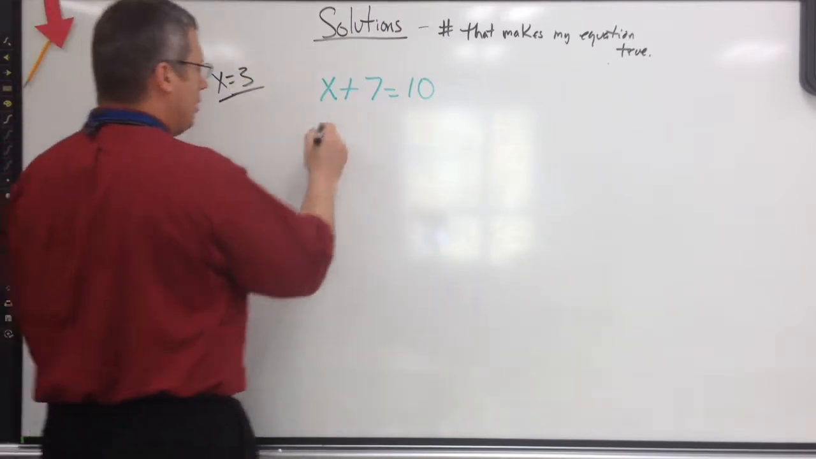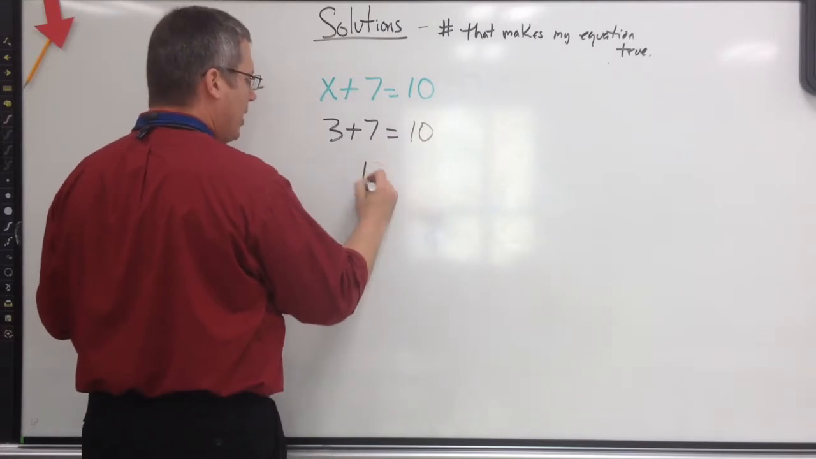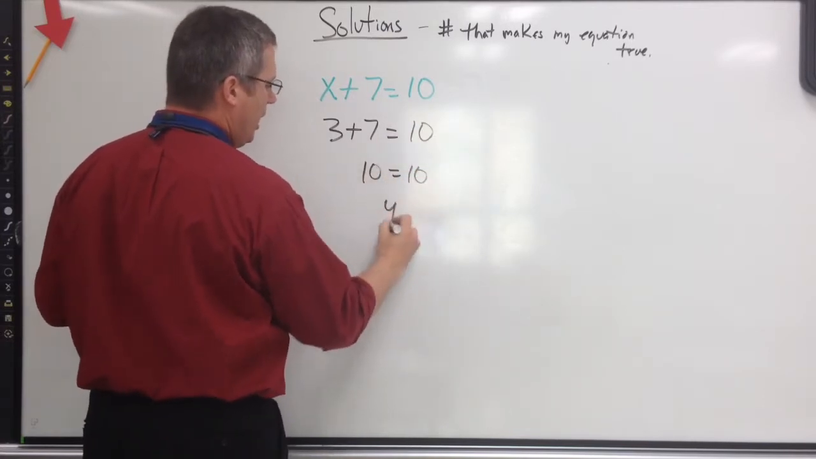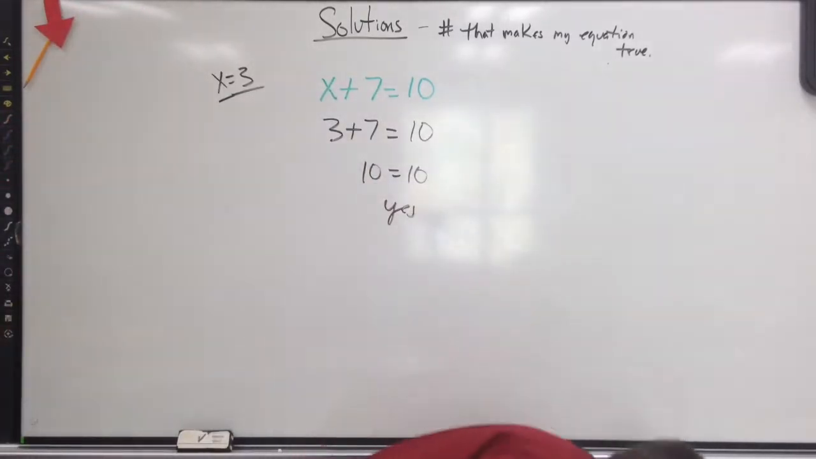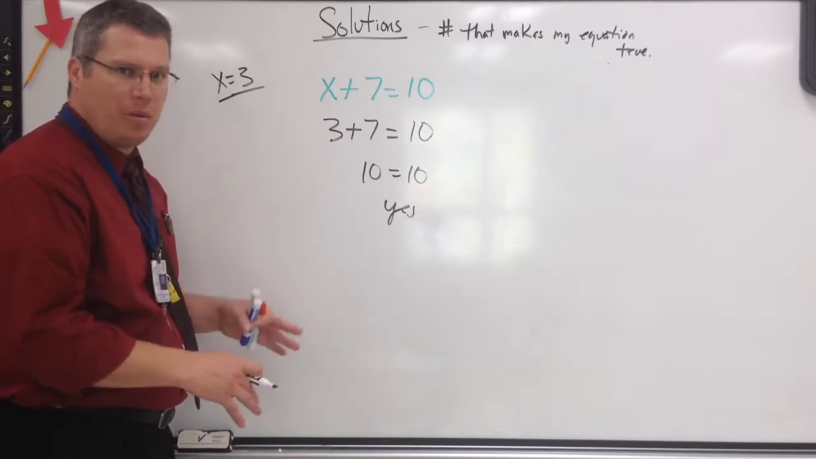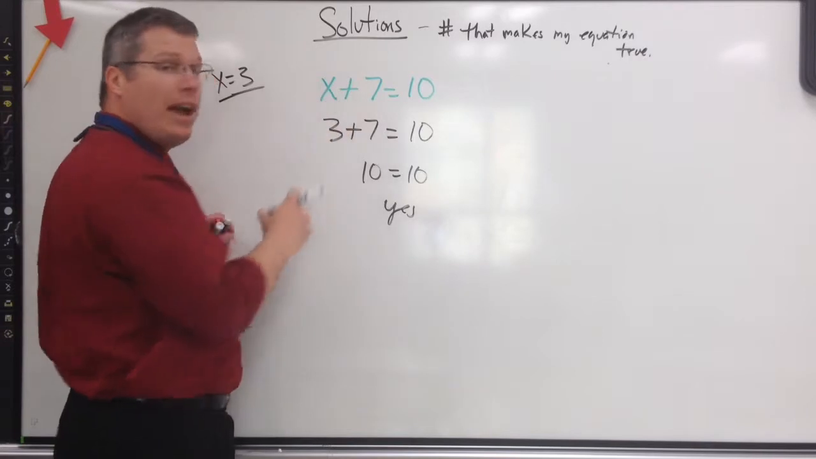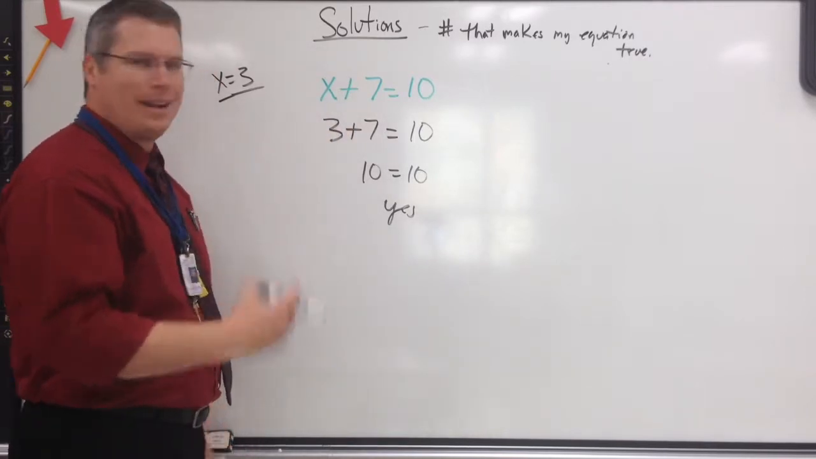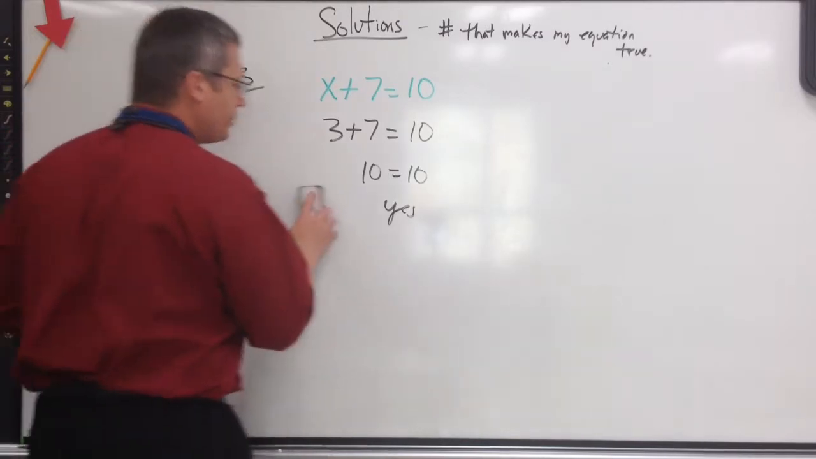So is it 3? 3 plus 7 equals 10. Order of operations, 10 equals 10. Yes, that is a solution. As a matter of fact, this is the only solution that works. There are no other numbers I can put in here for x to add 7 and get exactly 10. So in this case, I only have one solution.